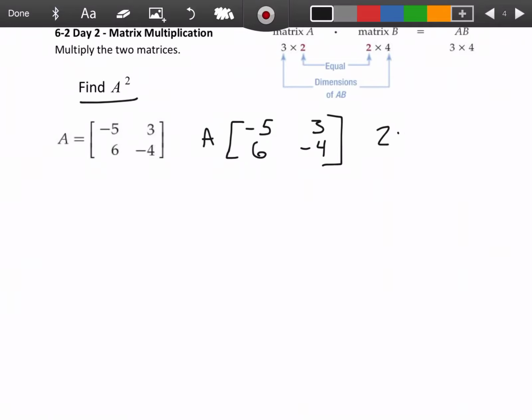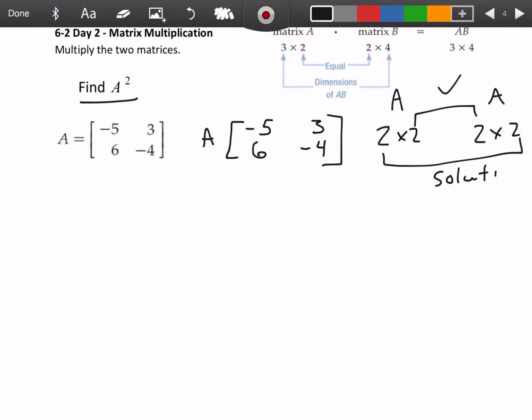So in this case, we would have a 2x2 and a 2x2, right? So A times A, right? So this means that we can multiply them together, and this means that our solution is going to be a 2x2 matrix. And hopefully you know now, this would only work if we had a square matrix to begin with.